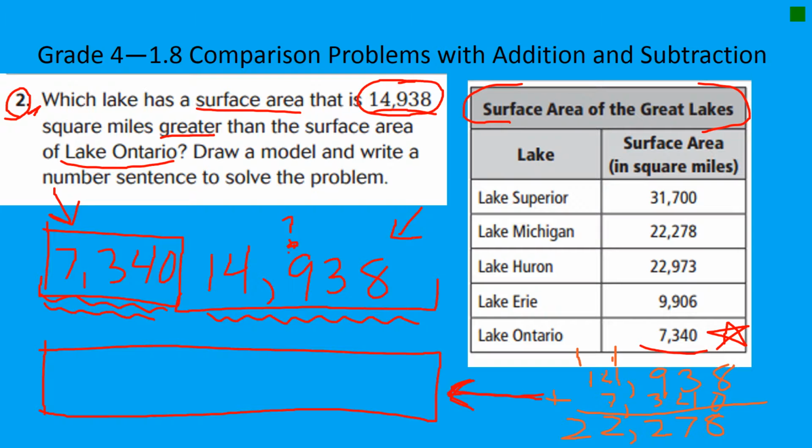Okay, so I have a lake with a surface area of 22,278. Can you look at the chart and find which lake that is? Yep, I see it too. Bing! So the lake that is 14,938 square miles greater than Lake Ontario is Lake Michigan. And it says draw a model. We did that. Write a number sentence to solve the problem. We did a number sentence right there. Okay, let's go.